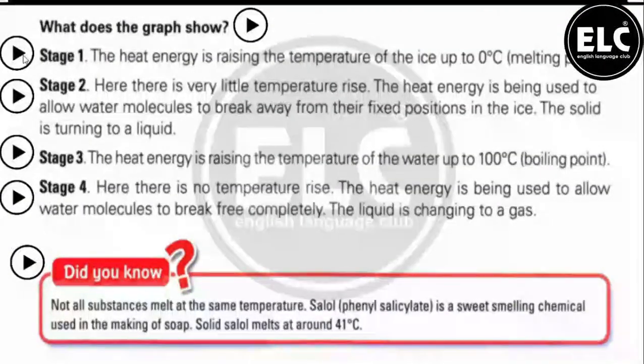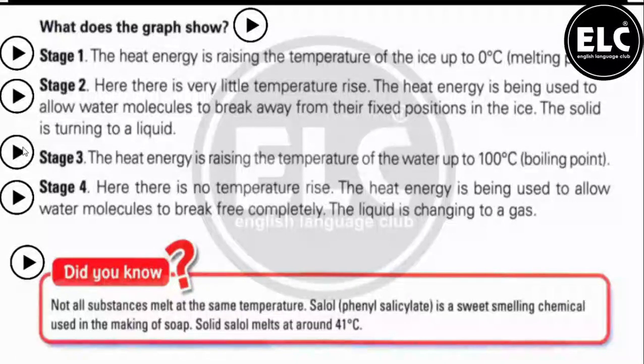Stage 1. The heat energy is raising the temperature of the ice up to 0 degrees Celsius, melting point. Stage 2. Here there is very little temperature rise. The heat energy is being used to allow water molecules to break away from their fixed positions in the ice. The solid is turning to a liquid.